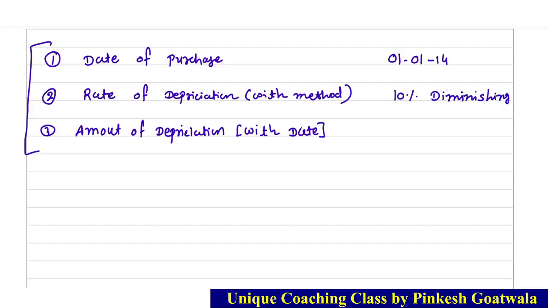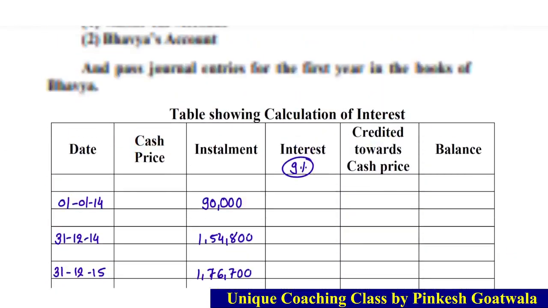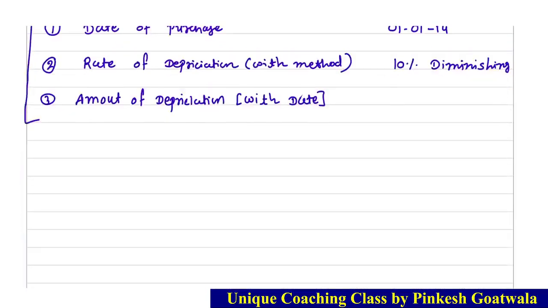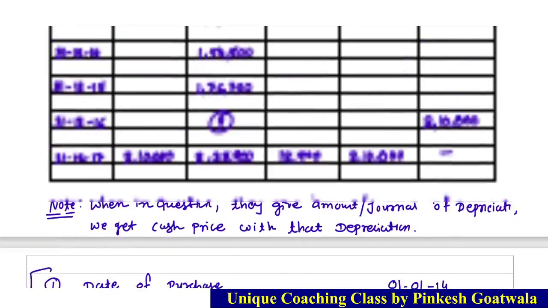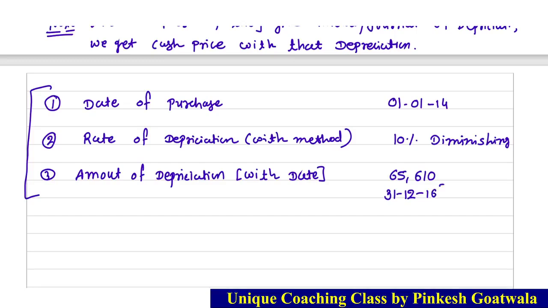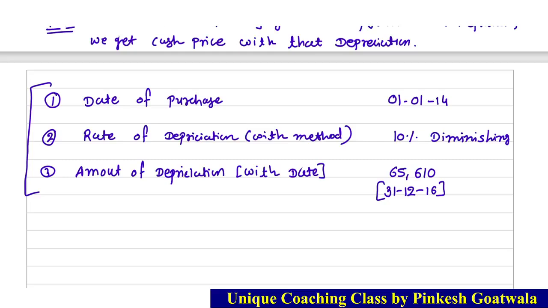Then amount of Depre with date. Okay, Depre કેટલું છે ને કઈ date નો છે? So Depre 65,610 and we have checked at the end of third year. Okay, ને આપણું third year કયું છે? 31st December 16. 65,610, 31st December, યર કયું છે, 16. So write all these amount and then you can easily get the amount without any mistake. So just calculate, start your calculation.